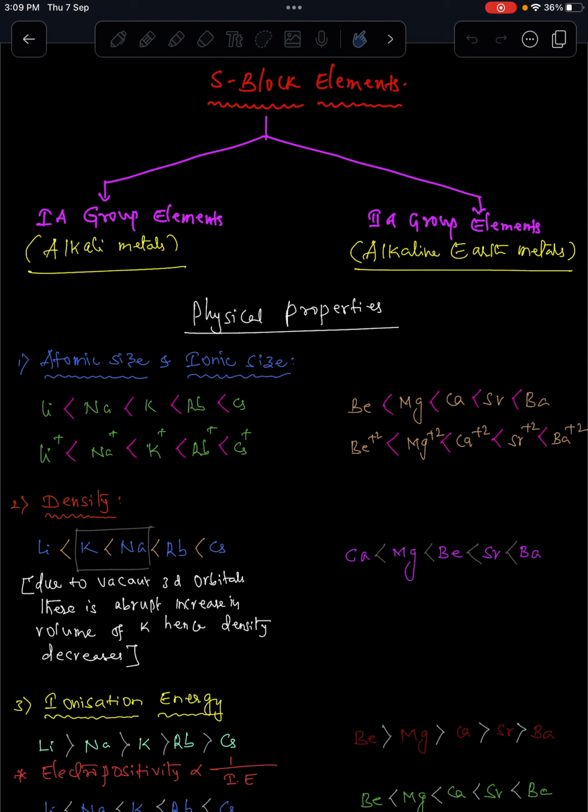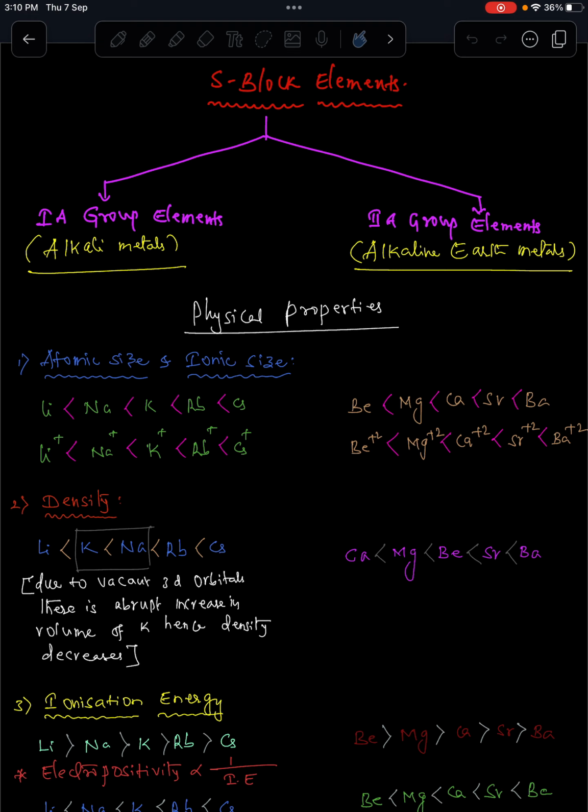First, physical properties let us see. Atomic size and ionic size of alkali metals from lithium to cesium increases. So here I have given the order. Lithium is less than sodium, which is less than potassium, which is less than rubidium, which is less than cesium. Even ionic radius is also following the same order. Lithium plus to cesium plus is increasing. Coming to the alkaline earth metals, beryllium to barium atomic radius increases, ionic radius also increasing.